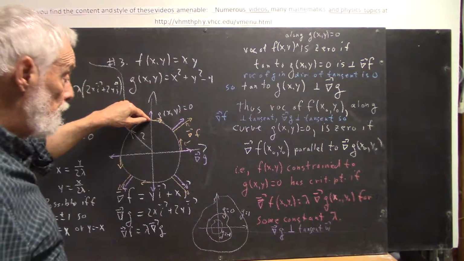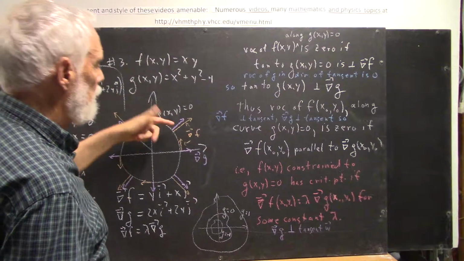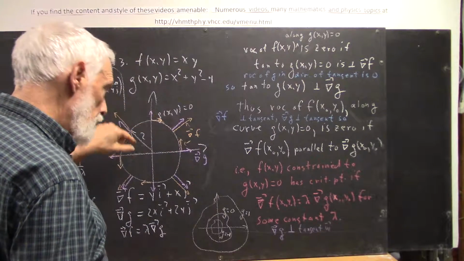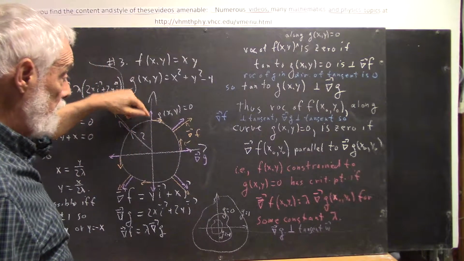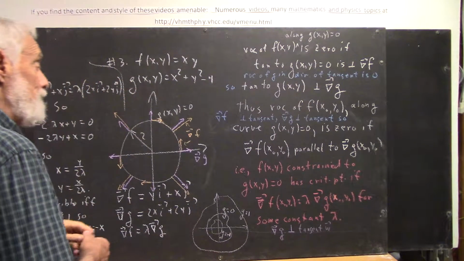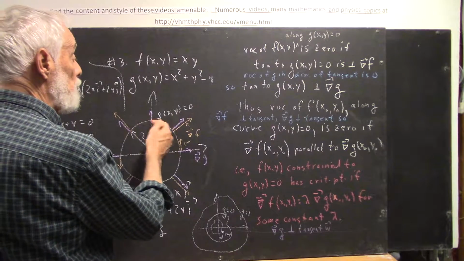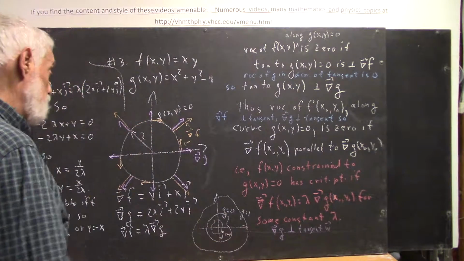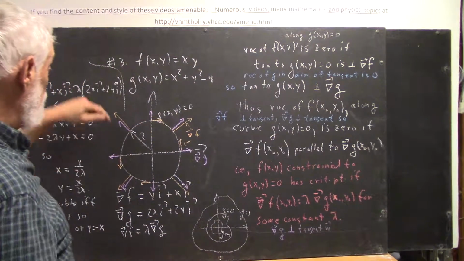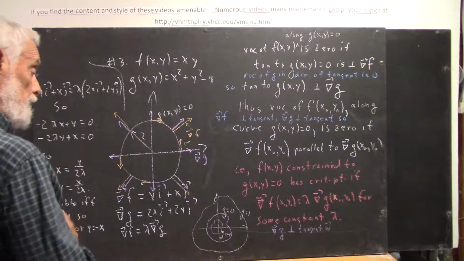Okay, move to this point, again, your del F is in the direction exactly opposite your motion if you happen to be moving counterclockwise, and your f function, while you're on this curve, is going to be decreasing at a maximal rate. Okay, now you get over here, and again, del F is in the same direction as del G.